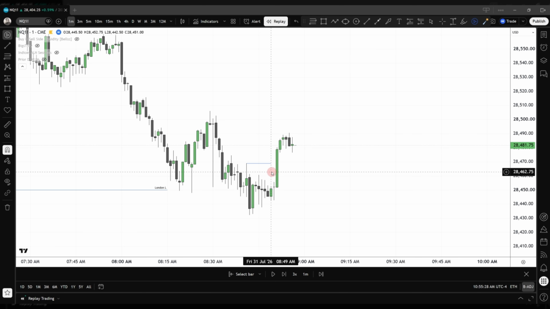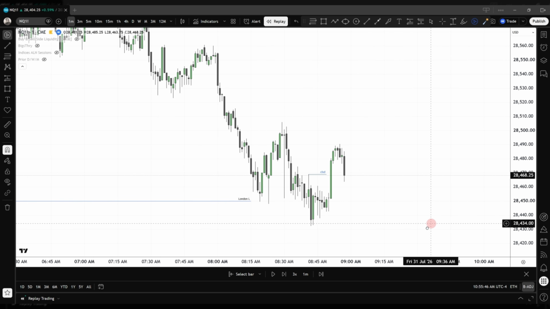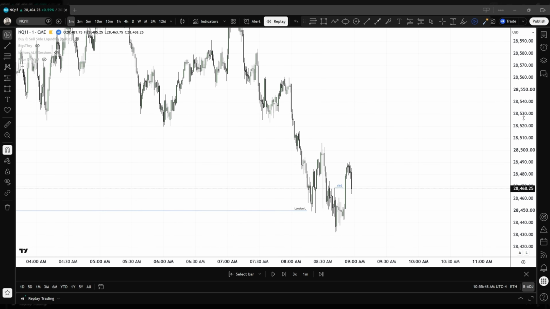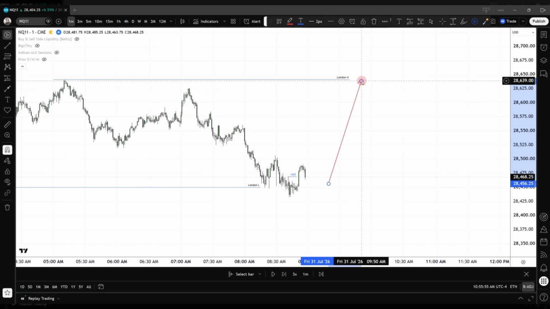So now we have a 1 minute CISD right here with continuation higher. So what that suggests is that the reversal has printed, and now I'm looking for a way to get long for continuation higher, with the theory that the move will sweep the London high.